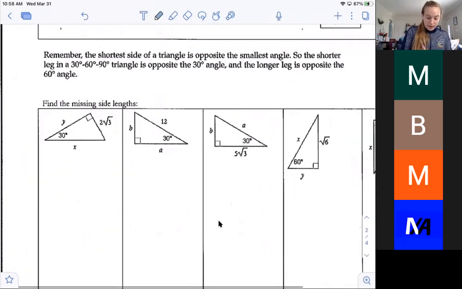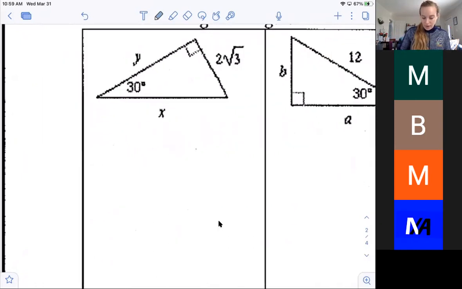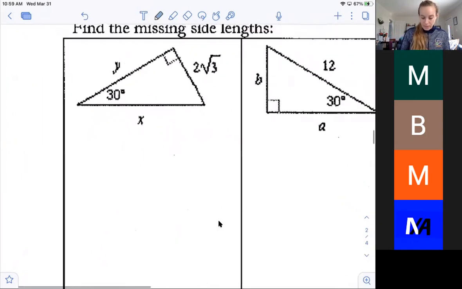A little statement I've got right here. It says, remember the shortest side of a triangle is opposite the smallest angle. So the shorter leg in 30, 60, 90 is always opposite the 30 degree. Long leg is across from the 60. I said that, but I didn't write it. So it is written right here. So don't be afraid to like reread your notes when you study. Who would have thought, right? What a novel concept. All right.